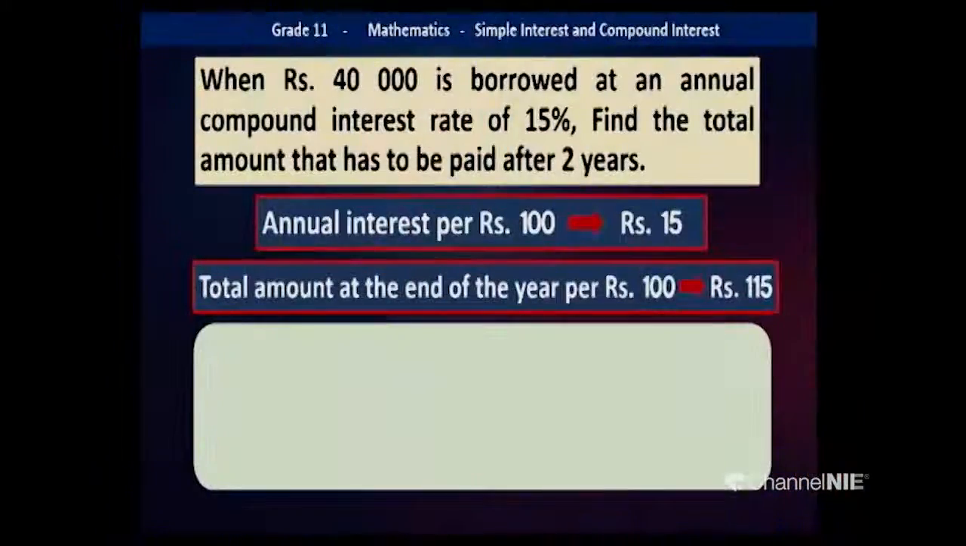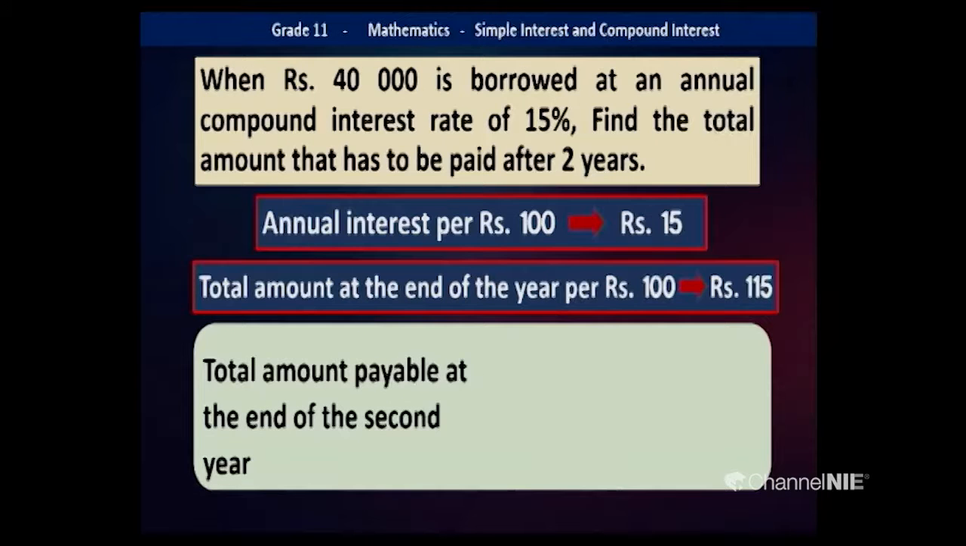Annual interest for 100: if you deposit or borrow 100, you have to pay an interest of 15. Then if you borrow or deposit 100, at the end of the year with interest 100 becomes 115. From those two you can get a fraction, 115 upon 100. Using that you can calculate this answer at once.